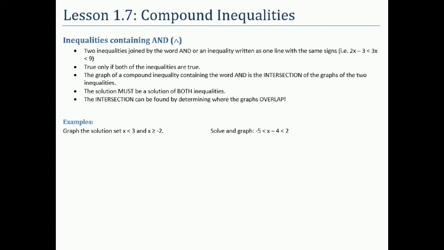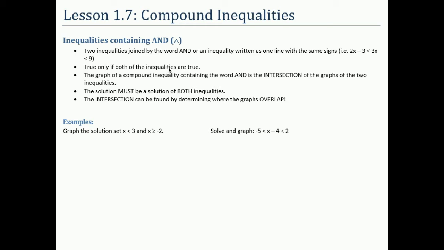Lesson 1.7 is a review of compound inequalities. A compound inequality is two or more inequalities where either both have to be true, or at least one has to be true, and that's what we're going to be looking at here. We'll be dealing with just two inequalities in the ones we're looking at. In this first one, we have inequalities containing and. If you have the word and joining your two inequalities, that means both inequalities need to be true.